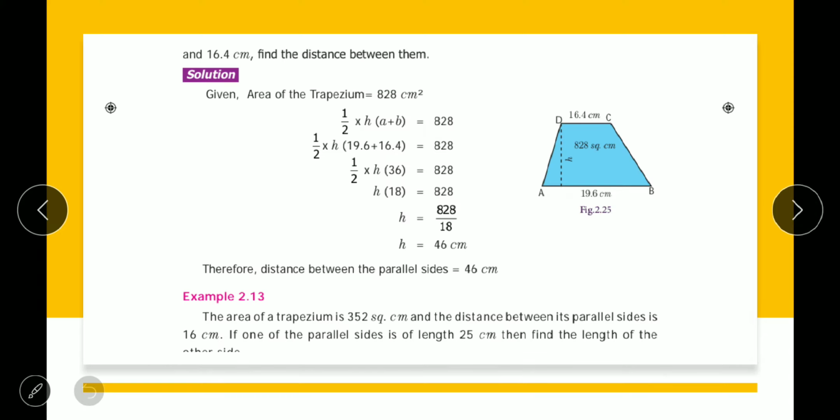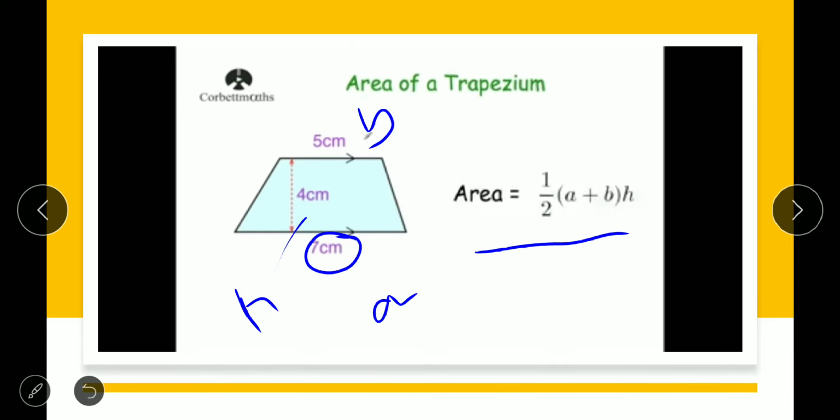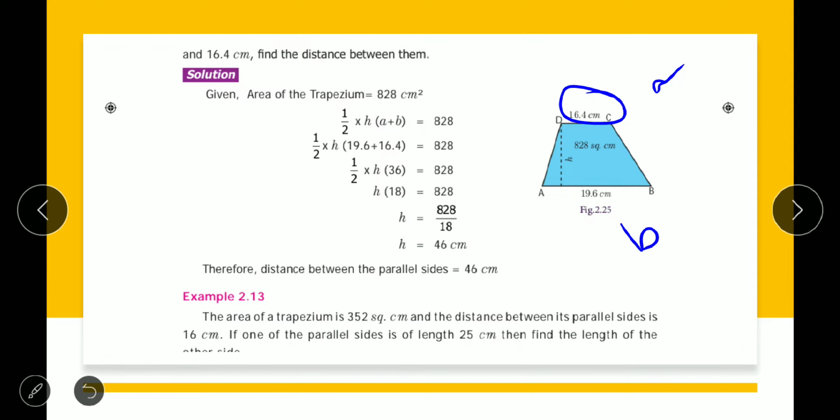And here we have the question. Find the distance between them. Here we have the area. Area is given as 828 square centimeter, and the bases. This we can take as base A and this is base B, and height is not given. According to the formula, area is 1 by 2 into (A plus B) into H. So to find the area, we need the values of A, B and H. A and B are the two parallel sides and H is the height. But in this question, the height is not given. Instead the area is given.